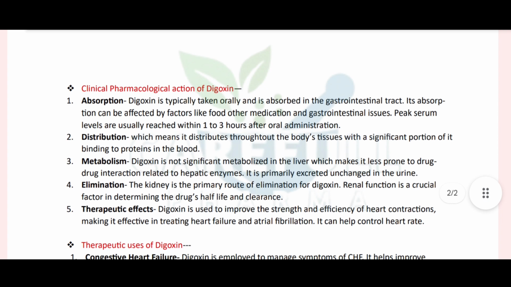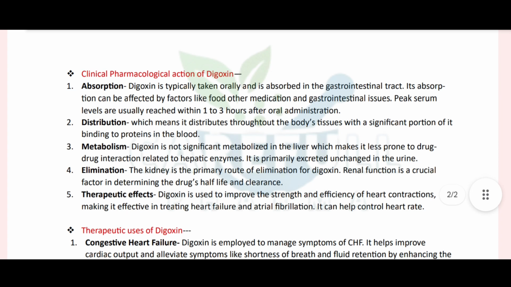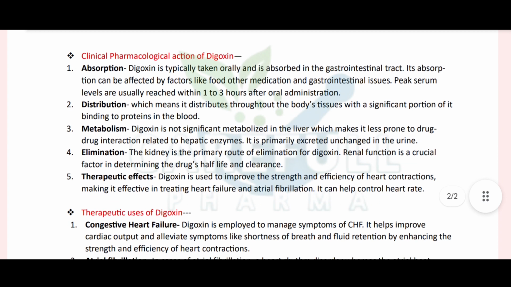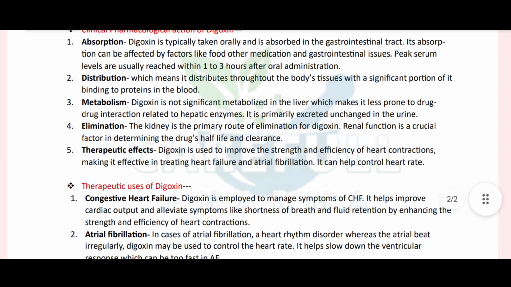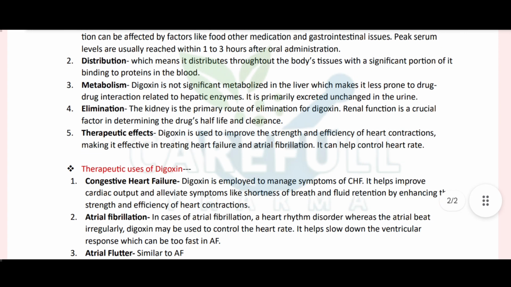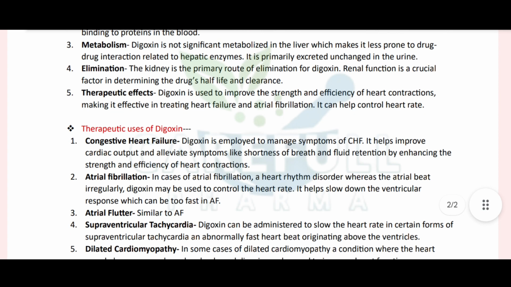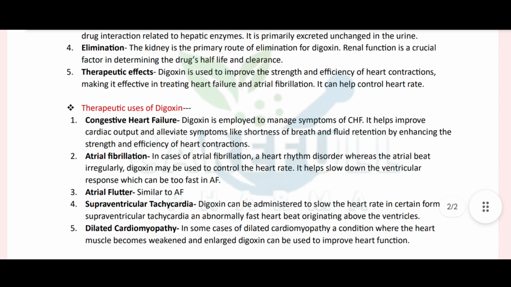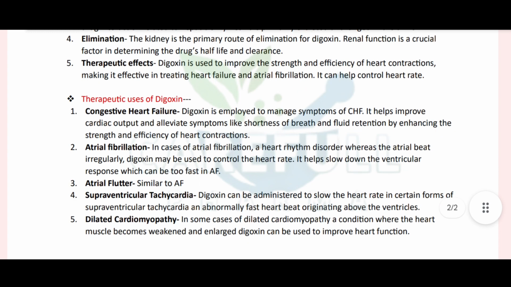2. Distribution. It distributes throughout the body's tissues with a significant portion of it binding to proteins in the blood. 3. Metabolism. Digoxin is not significantly metabolized in the liver, which makes it less prone to drug-drug interactions related to hepatic enzymes. It is primarily excreted unchanged in the urine. 4. Elimination. The kidney is the primary route of elimination for digoxin. Renal function is a crucial factor in determining the drug's half-life and clearance.